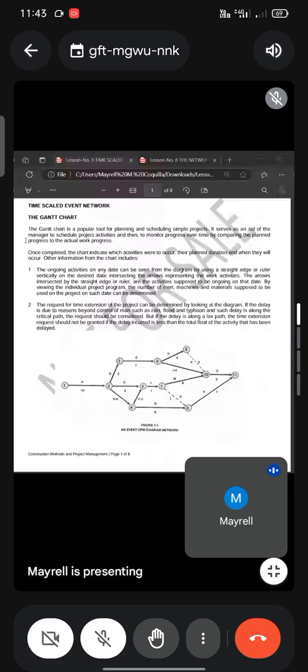But if the delay is along a lax path, the time extension request should not be granted if the delay incurred is less than the total float of the activity that has been delayed.